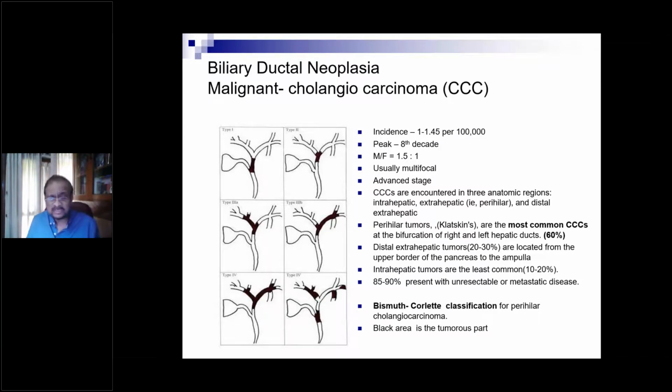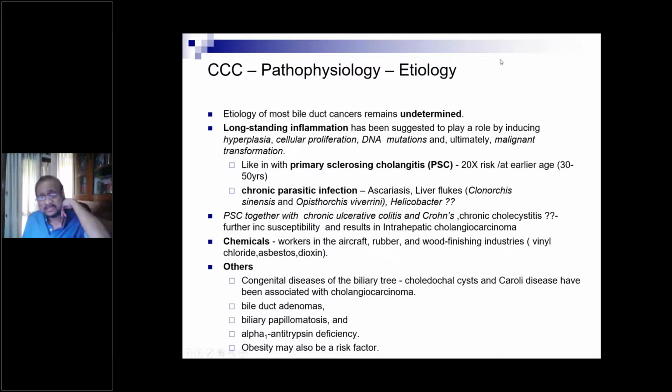The classification most commonly followed is the Bismuth-Corlette classification for perihilar tumors. The black area is the tumor spot. If you don't want to, you can afford not to remember it, but you should just remember it can be found at three sites: the perihilar, the distal, and the intrahepatic, in that order of commonness. Now, if you look at the etiology of this bile duct cancer, it is undetermined. We don't know why it is occurring.